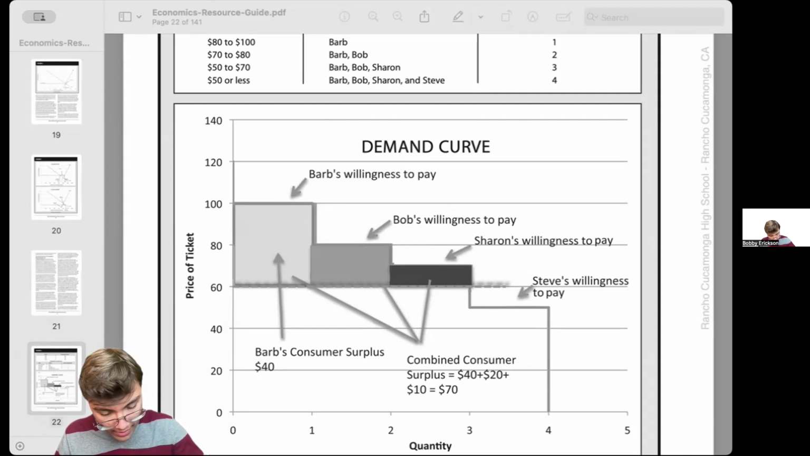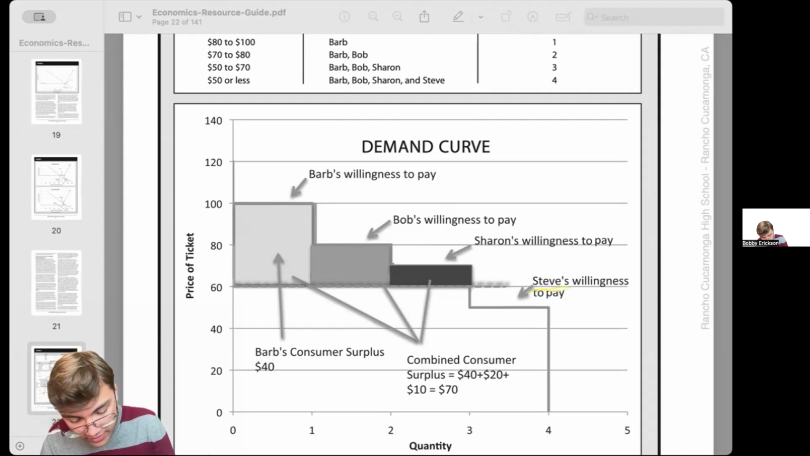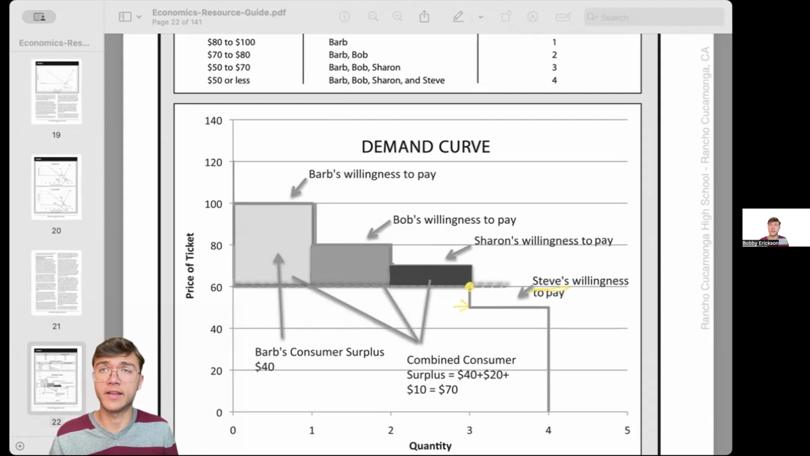And then I'd like to just make a note about Steve here. Steve will not go to the concert in this case because Steve was only willing to pay $50 to that Taylor Swift concert, and because he doesn't appreciate Taylor Swift as much as Barb does.